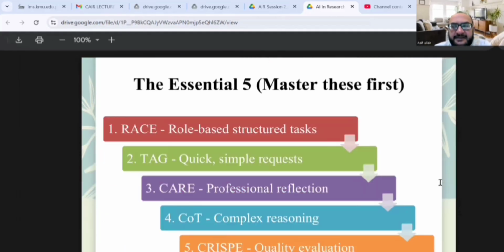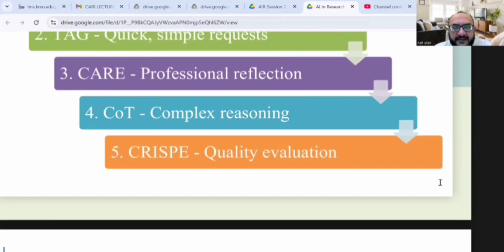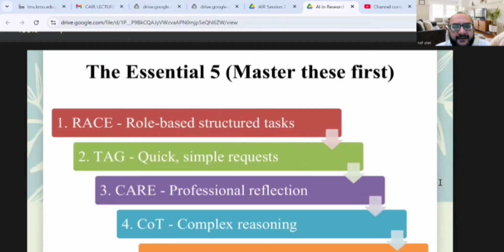The essential 5, master these first. RAISE for role-based structured tasks, TAG for quick simple requests, CARE for professional reflection, CORD for complex reasoning, and CRISPE for quality evaluation. The fantastic 5, or essential 5, or master 5. The 5 framework families review.